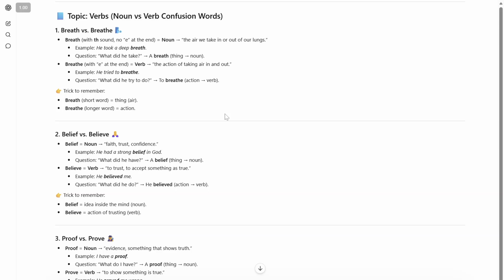Trick to remember: breath, short word, equals thing, air. Breathe, longer word, action. Number 2: belief versus believe. Belief equals noun: faith, trust, confidence. Example: he had a strong belief in God.